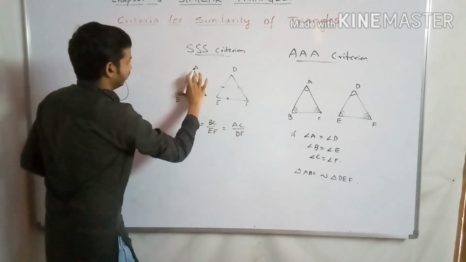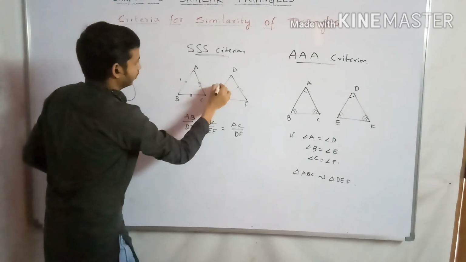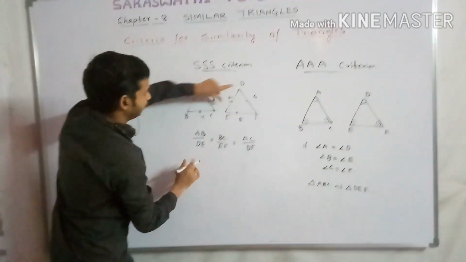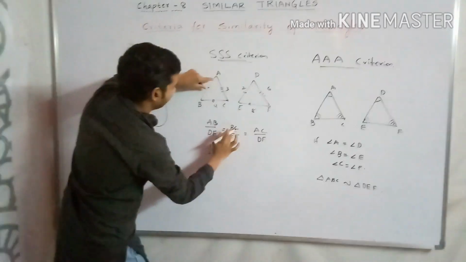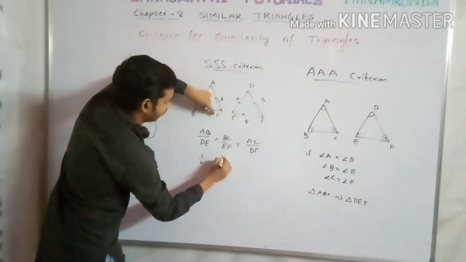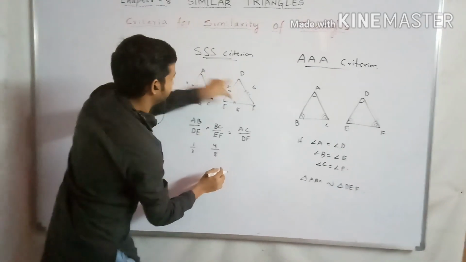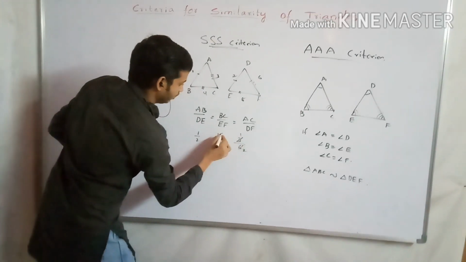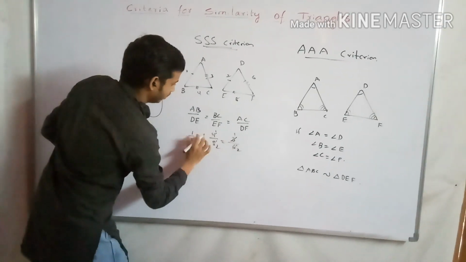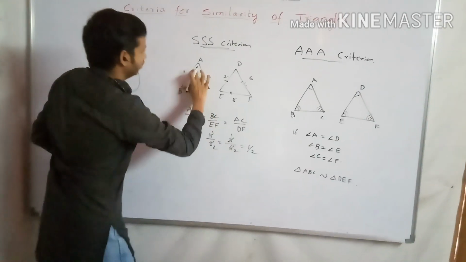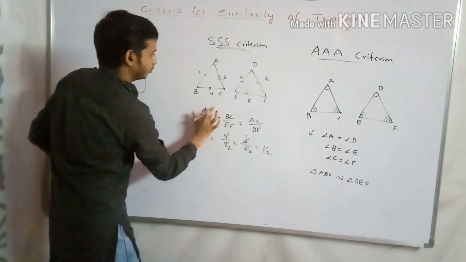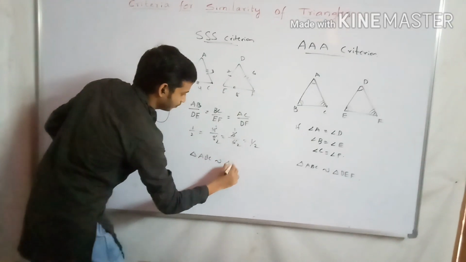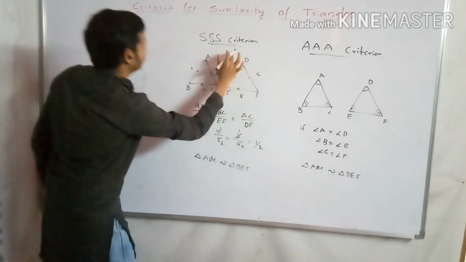Suppose we consider the length of the side AB equal to 1, and here 2, 3, 6, 4, 8. So AB by DE is equal to 1 by 2, BC by EF is 4 by 8, and AC by DF is 3 by 6. If we cancel, all the ratios are equal to 1 by 2. That means the corresponding sides are in the same ratio, then these two triangles are said to be similar. So triangle ABC is similar to triangle DEF by the triple S criterion.